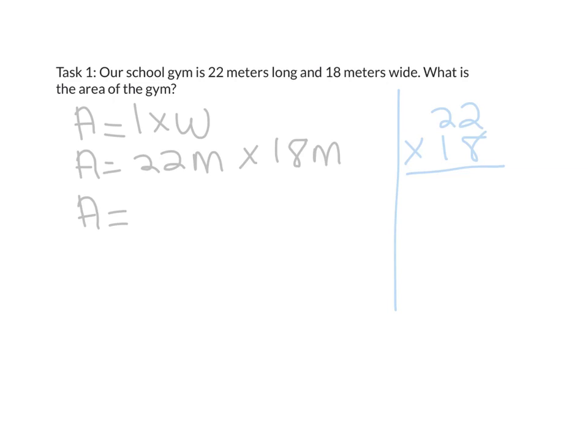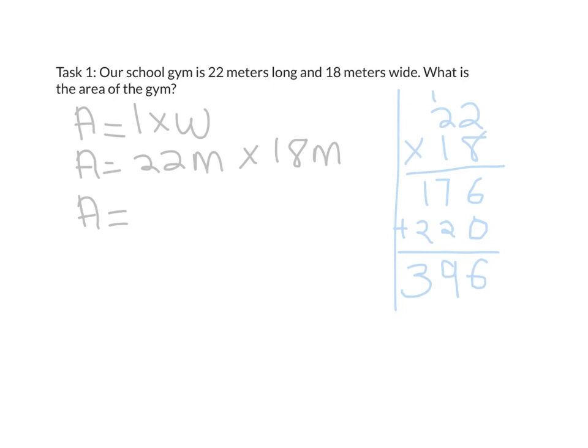So 2 times 8 is 16, so the 6 stays there. 1 gets carried on top. 8 times 2 is 16, plus 1 is 17. And I can add a 0 or an x over here. And then 1 times 2 is 2. 1 times 2 again is 2. So I'm going to go ahead and add those together. So 6 plus 0 is 6. 7 plus 2 is 9. And 1 plus 2 is 3. So I know that my calculations come to 396.